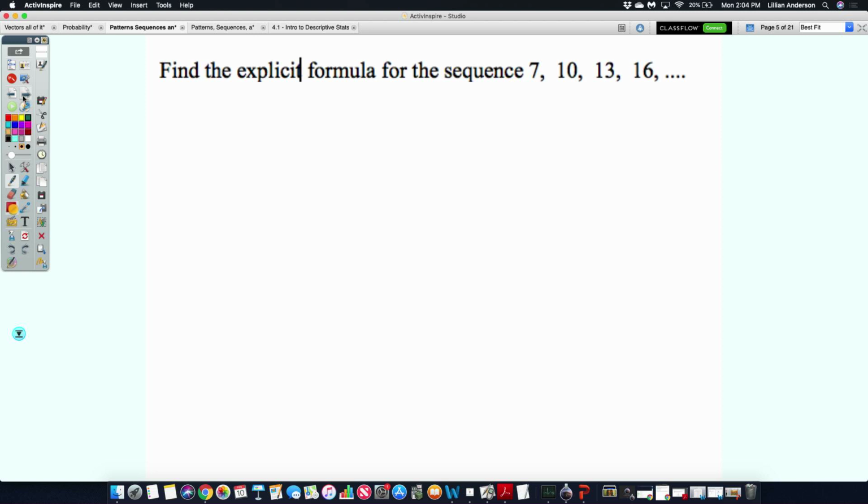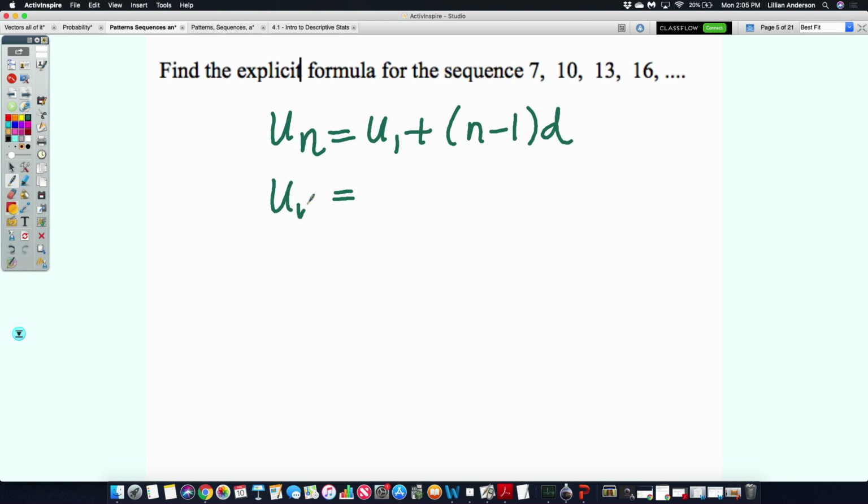Okay, find the formula. Now when it asks you to find the explicit formula, it's basically asking you to find something that I can use to find any term in the sequence. So we'll do this one together just in case. I'm still going to use that same formula that I've been using because I'm still dealing with the sequence. But this time, what am I not plugging in for? The n. You're just finding a general equation, which will be u sub n.